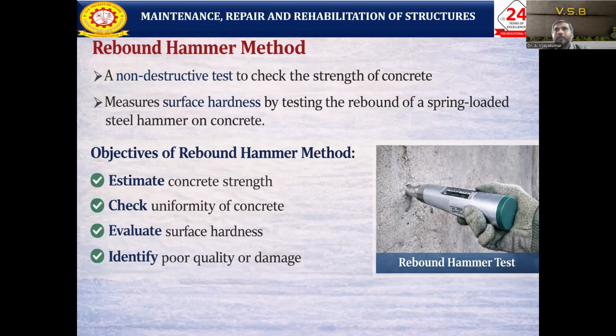we take the reading for the rebound hammer, we need to mark more points. At those points we need to check the concrete to assess the uniformity of the concrete. Then evaluate the surface hardness of the existing concrete and identify the poor quality or damage for a particular type of structure. So everything we can find using our rebound hammer test.